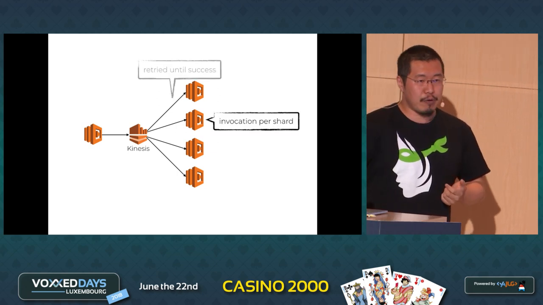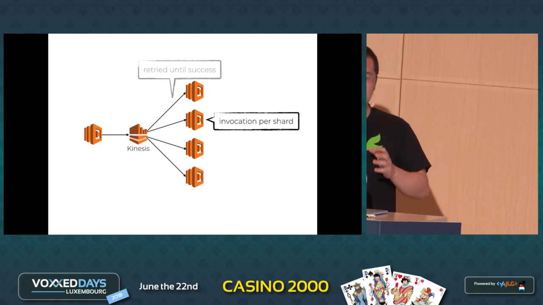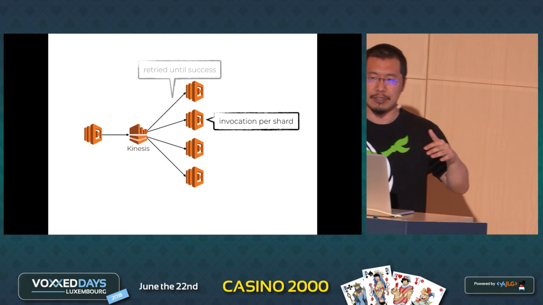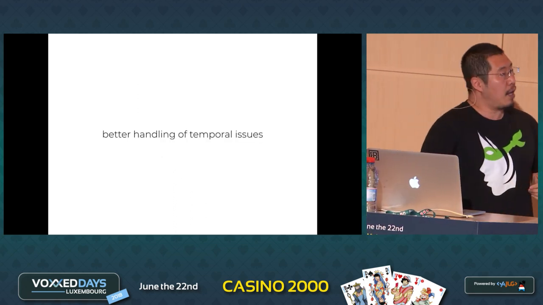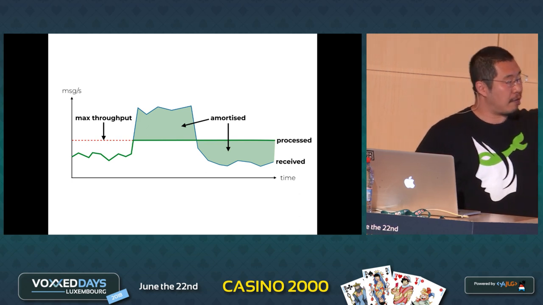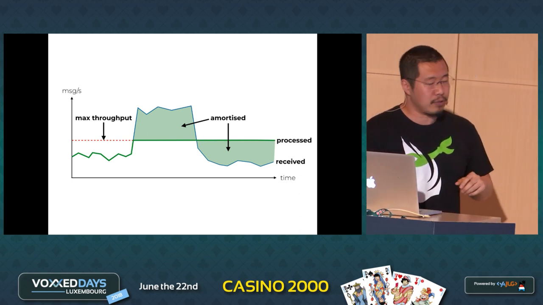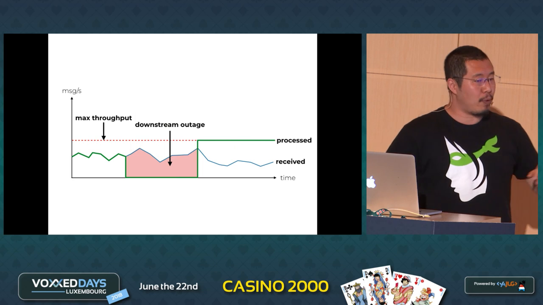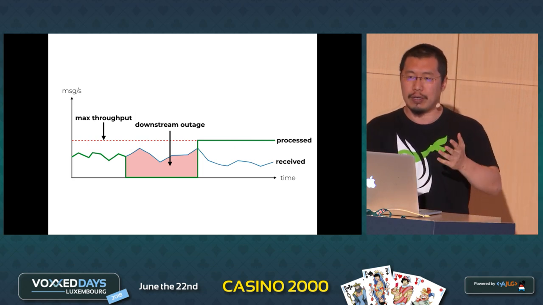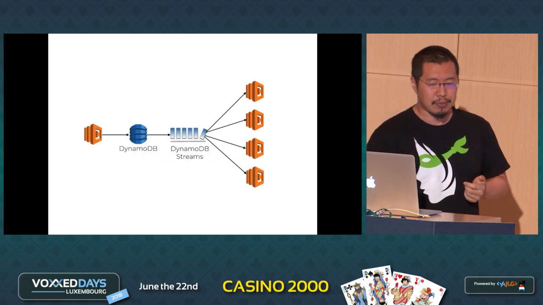As we talked about earlier, with Kinesis and Lambda, there is one invocation per shard, which means you have very good control in terms of concurrency as well. So this gives you better handling for temporal issues where, like we talked about earlier, you can amortize any spikes in load, but also when your downstream is unavailable for some period of time, you just retry when the downstream becomes available.